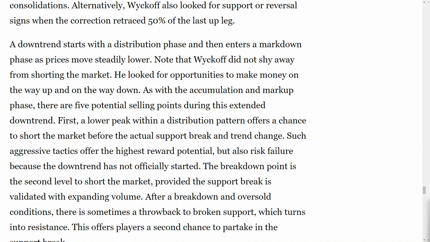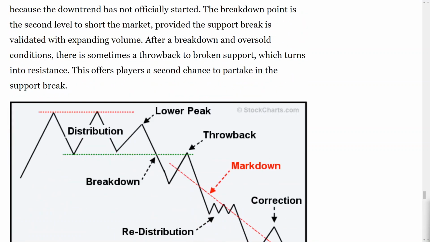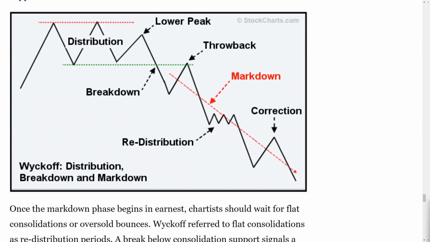First, a lower peak within a distribution pattern offers a chance to short the market before the actual support break and trend change. Such aggressive tactics offer the highest reward potential, but also risk failure because the downtrend has not officially started. The breakdown point is the second level to short the market, provided the support break is validated with expanding volume. After a breakdown and oversold conditions, there is sometimes a throwback to broken support, which turns into resistance. This offers players a second chance to partake in the support break.